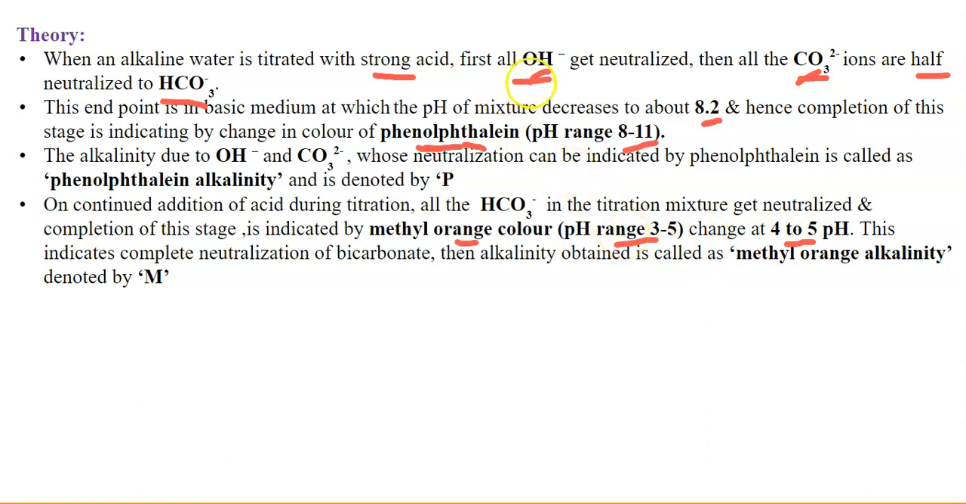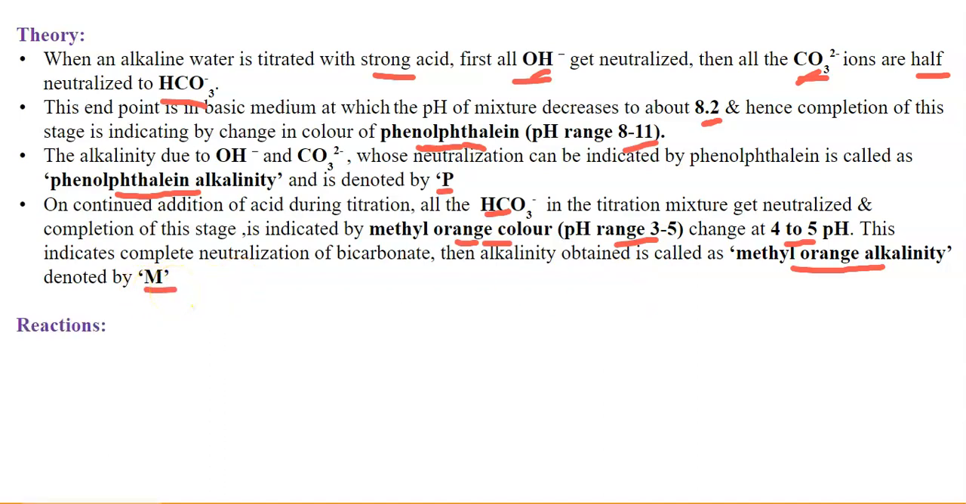So hydroxides and half neutralization of carbonates takes place when we are using phenolphthalein as an indicator. So it is also called phenolphthalein alkalinity and it is denoted by P. Similarly, bicarbonate ions which are originally present in water and which we get by half neutralization of carbonates are neutralized when we are using methyl orange as an indicator. So it is also called methyl orange alkalinity, which is denoted by M.